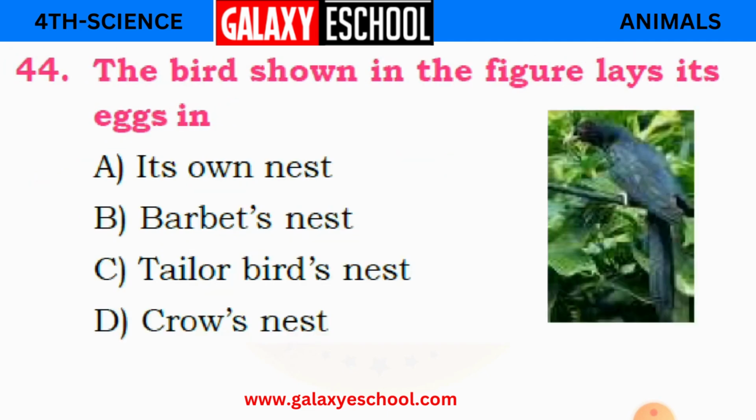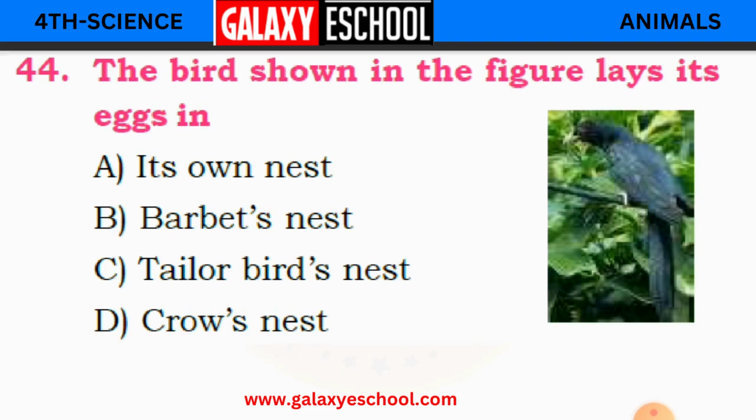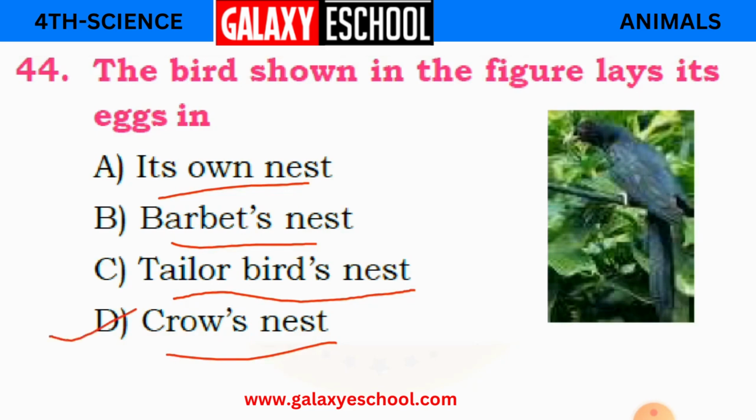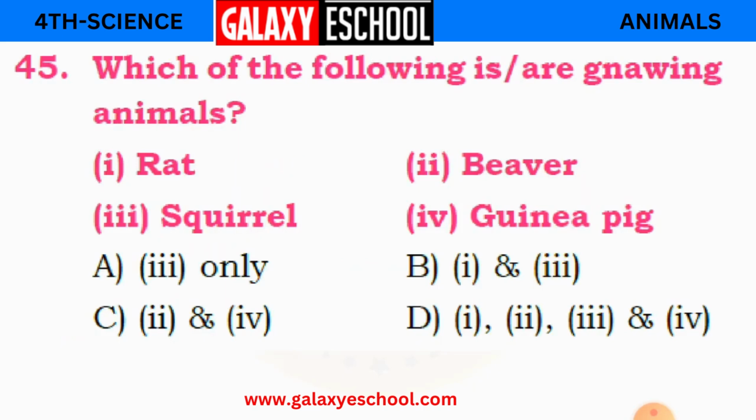44th question. The bird shown in the figure lays its eggs in. So here is the bird. Okay, what is this bird? It's a crow. So where does it lay eggs? A option is its own nest, barbet's nest, tailorbird's nest, and crow's nest. Because it is a crow, definitely it lays eggs in the crow's nest. So D option is the correct one.